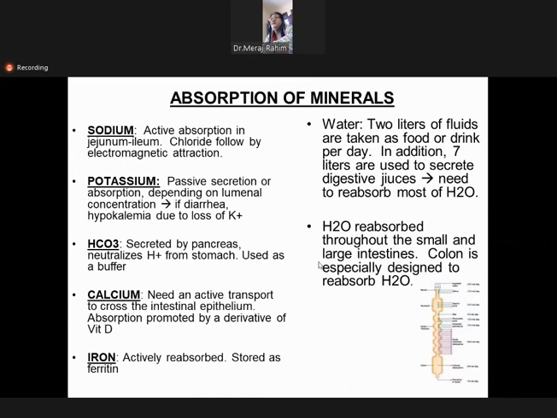Then besides this, there is absorption of minerals, that is sodium, potassium, bicarbonate, calcium, and iron. So all these things are also absorbed. Active absorption occurs within the jejunum and ileum, and then there is also passive secretion. Potassium is also excreted out by passive secretion, and then bicarbonate, a lot of bicarbonate solution, is secreted by the pancreas. So things are secreted and also absorbed by the intestine, okay? And the calcium is reabsorbed by means of active transport, and the iron is also actively absorbed by the GIT.